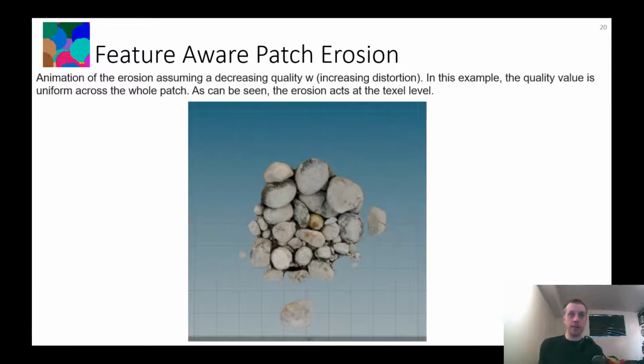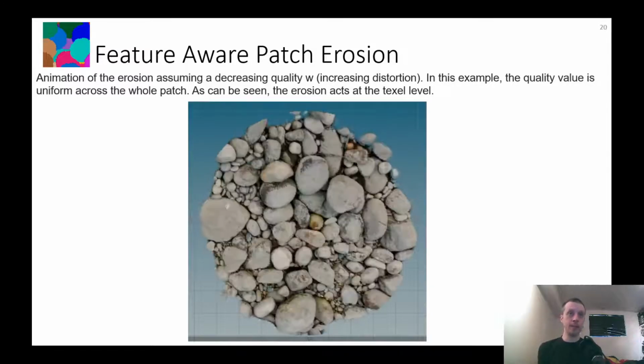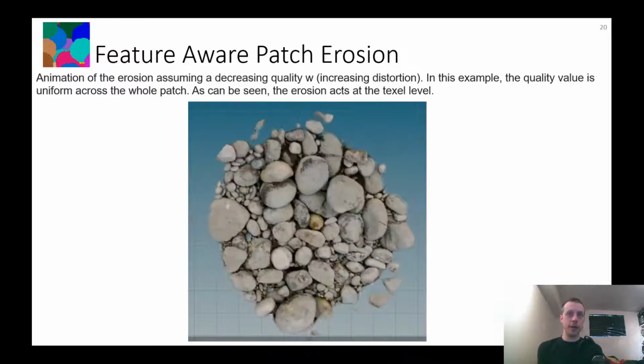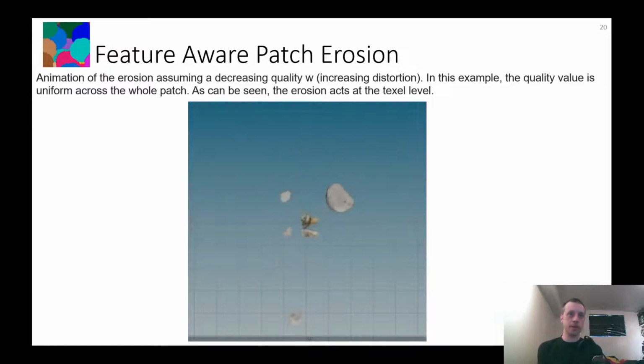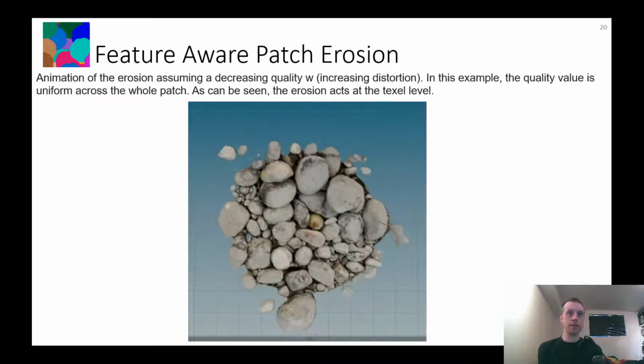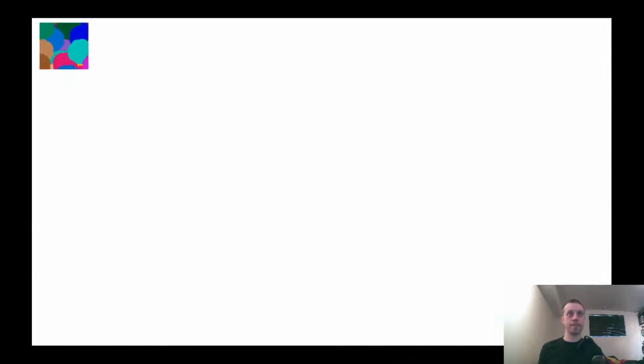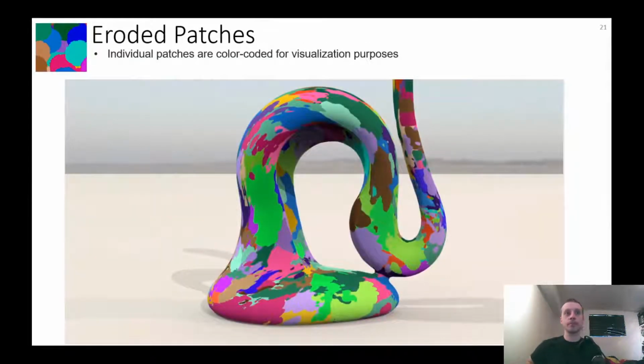Now let's have a look at a single patch erosion. In this example, we are decreasing the quality of the patch every frame uniformly. As you can see, the erosion acts at the texel level. When the whole surface has been covered with patches and eroded, we can visualize the result by giving a single color per patch. This is the result of the eroded patches on a 3D fluid.